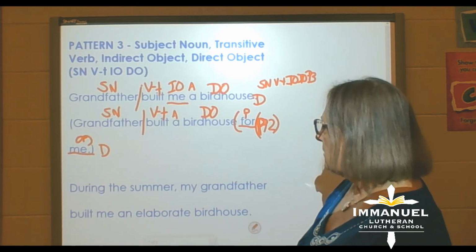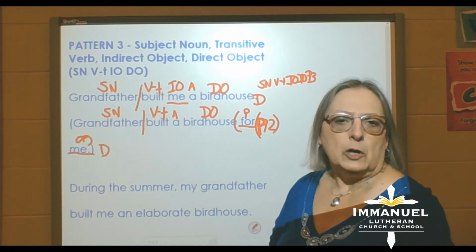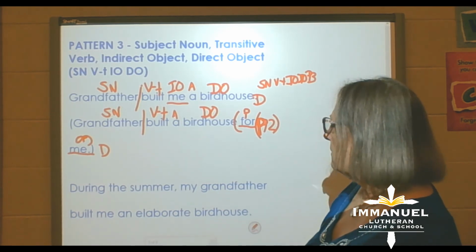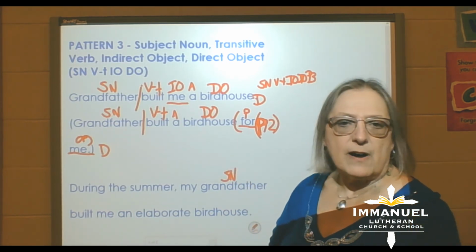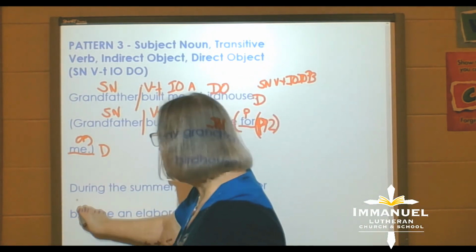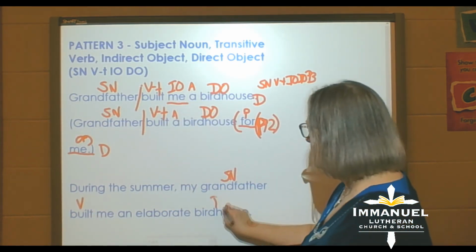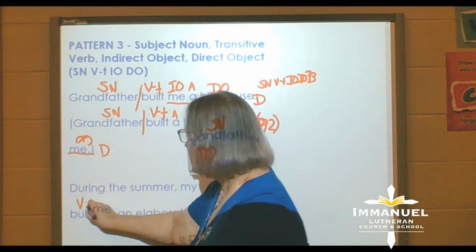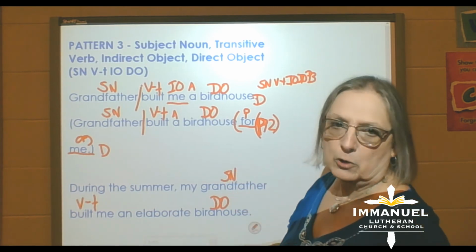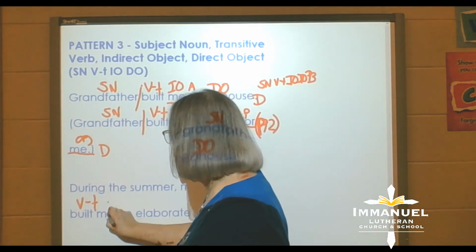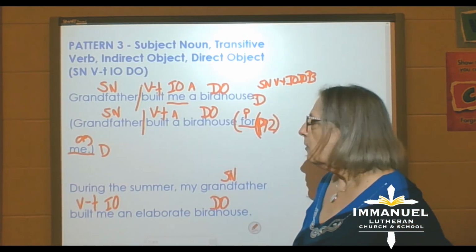So let's read the sentence. During the summer, my grandfather built me an elaborate birdhouse. The first question, who built me an elaborate birdhouse? Grandfather, subject, noun. What is being said about grandfather? Grandfather built. Verb. Grandfather built what? Birdhouse. Direct object, transitive verb. Grandfather built birdhouse for whom? Me, indirect object. And there you see the basic pattern 3 with some meat on the bones.